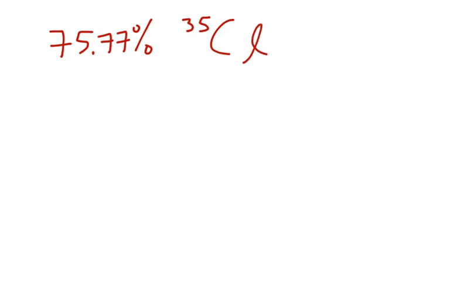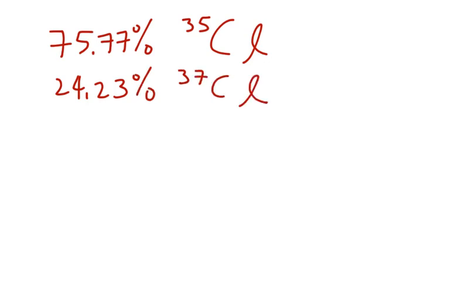Alright, let's look at the average atomic mass calculation of chlorine. If you take chlorine from nature, what you'll see is that 75.77% of that chlorine is chlorine 35. About 24.23% of that chlorine sample will be chlorine 37.